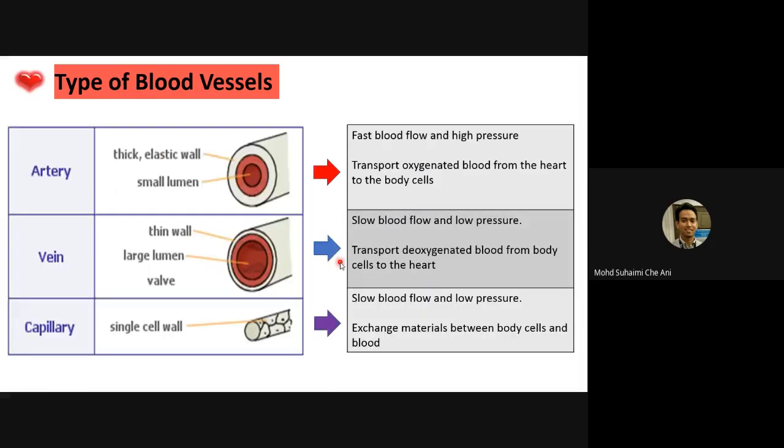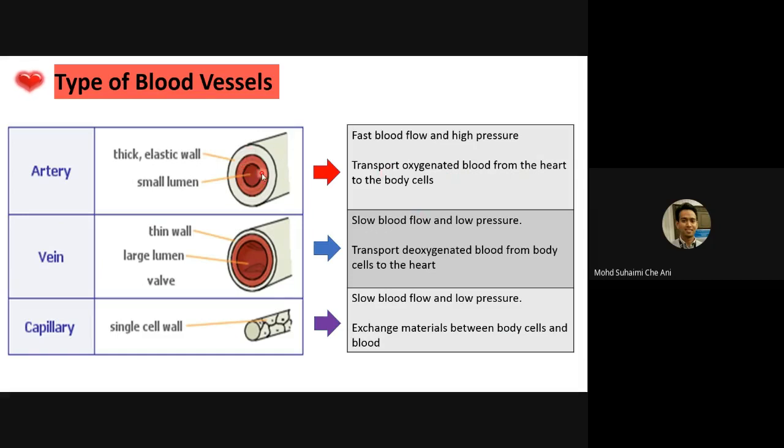The function. So you need to look at the detail. You need to cut the artery, vein, and capillary and see the cross section, so you can see their structures are actually different, based on their function. The artery transports oxygenated blood from the heart to the body cells. The vein transports deoxygenated blood from body cells to the heart, while the capillary in the middle is just the exchange of materials between body cells and the blood.